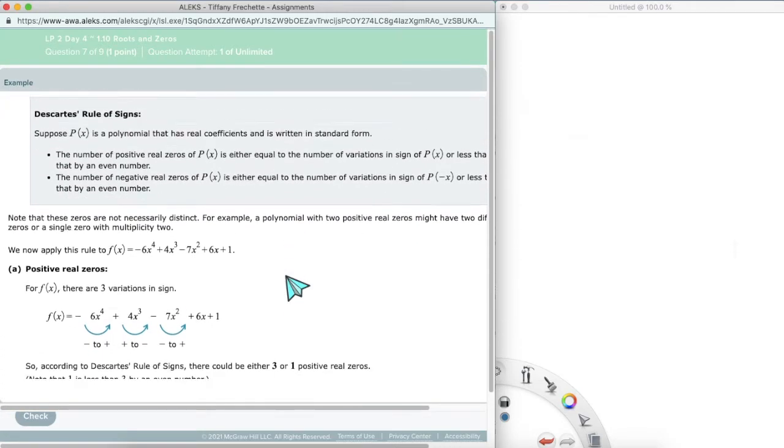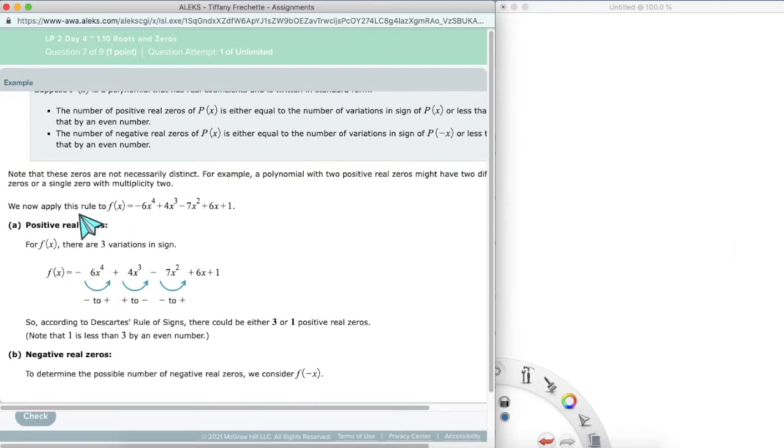So for positive real, we have a negative to a positive. That's one change. We have a positive to a negative. That's another change. And then a negative to a positive. Oh, that's another change. This last one, they don't have the jump here. There's no change on this one. It's positive to positive, so we don't count that one. So then they're saying that according to this rule, there could either be 3 or 1 positive real zeros. So it's either 1 or 3.